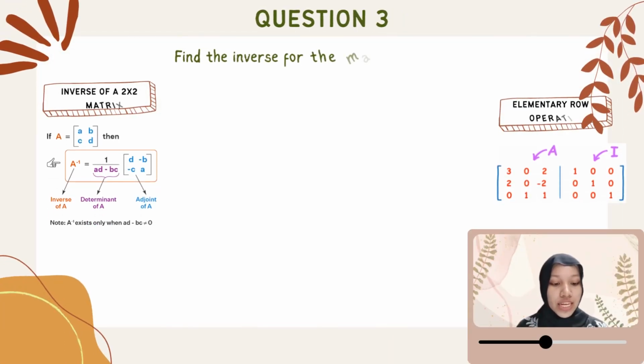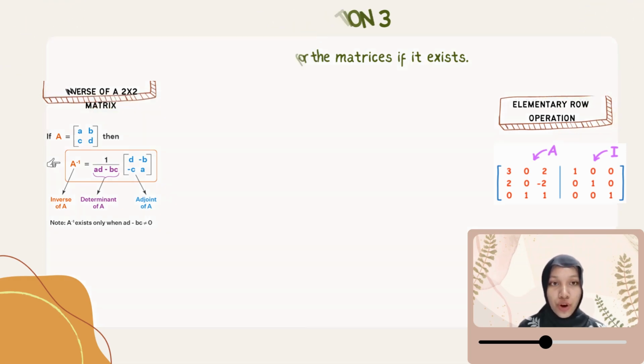Question 3. Find the inverse to the matrix if it exists. To solve inverse questions, there are two methods that we can use. The first one is by using a formula and the second one is by using elementary row operations. If we want to use the formula to find the inverse, it can be used on square matrices of any size only. So for this question, I'm using elementary row operations.